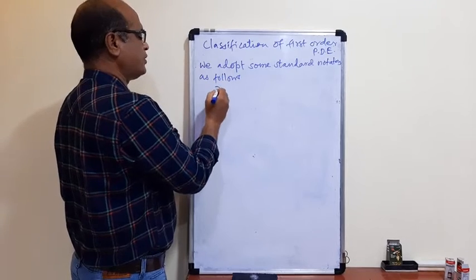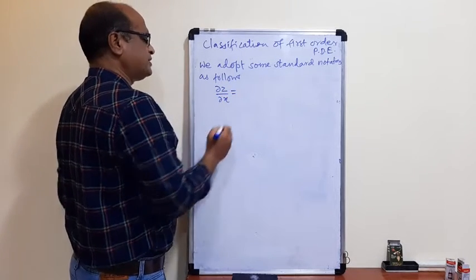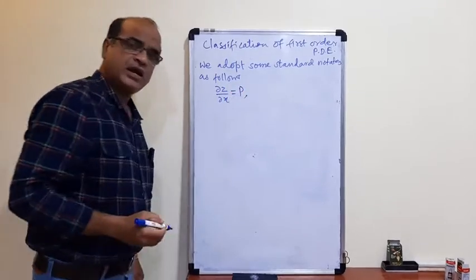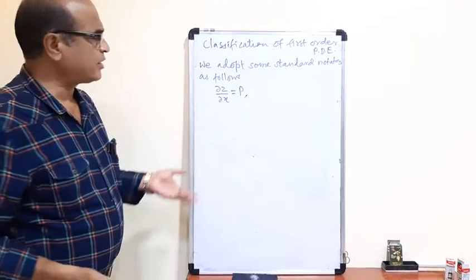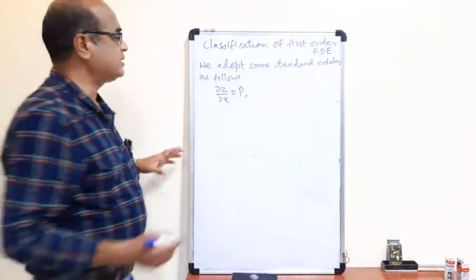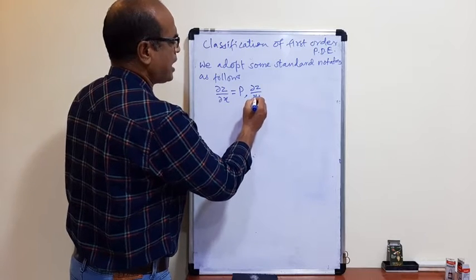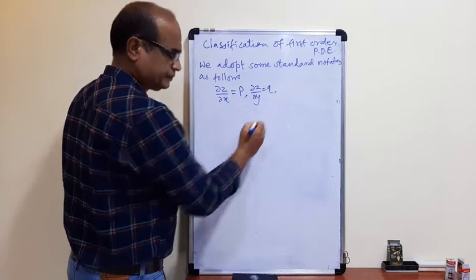So what is ∂z/∂x? This is the first order partial derivative. ∂z/∂x is denoted by p here. So we are giving some standard notation: we denote ∂z/∂x simply by p. What is ∂z/∂y? ∂z/∂y is equal to q.